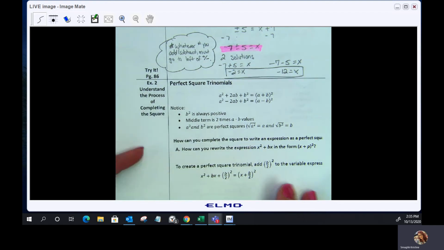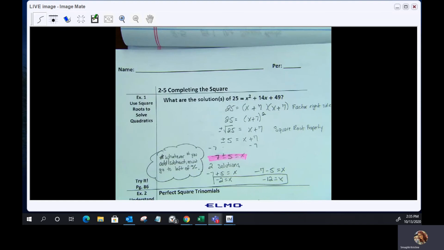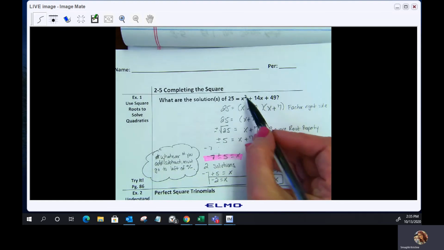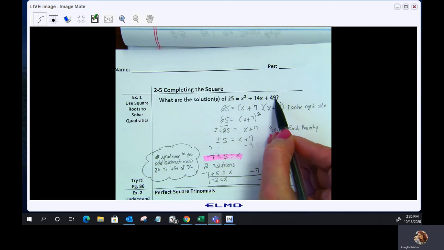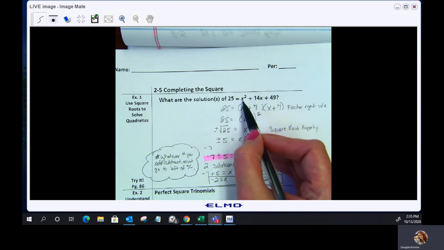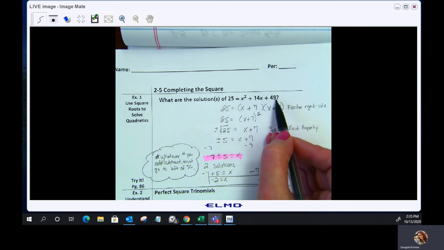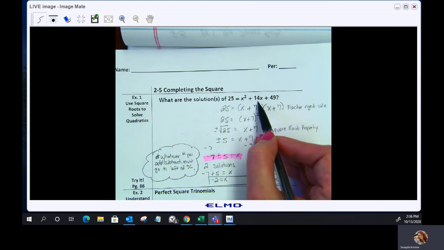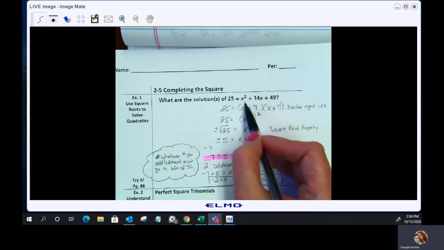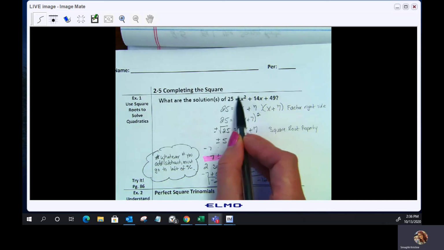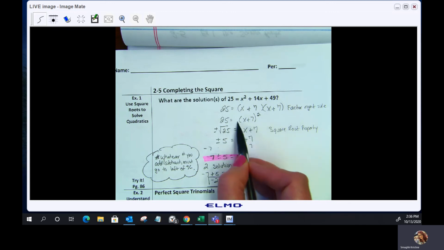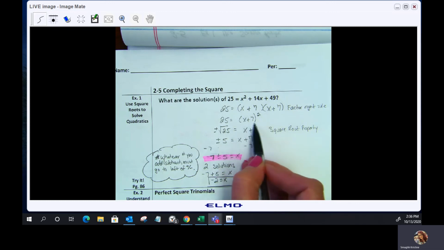For example, we saw that here when we did our first example. My first term was a perfect square, and my last term was a perfect square. The square root of x squared is x. The square root of 49 is 7. So 7 times x is 7x. If I multiply that by 2, which would be 14x, that's my middle term. This is a perfect square trinomial, and we can jump straight from it into this factored form.